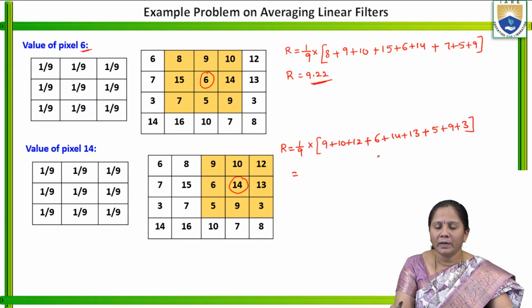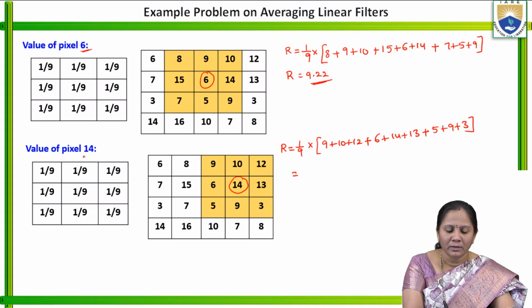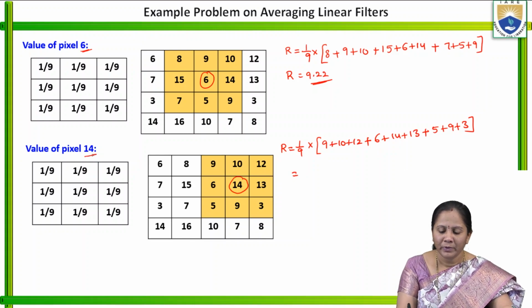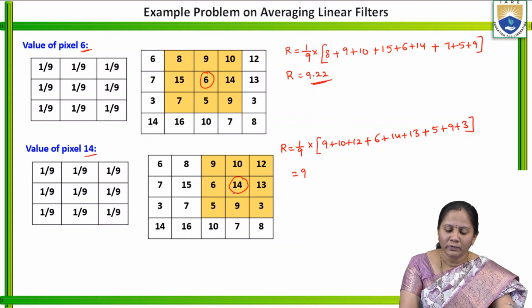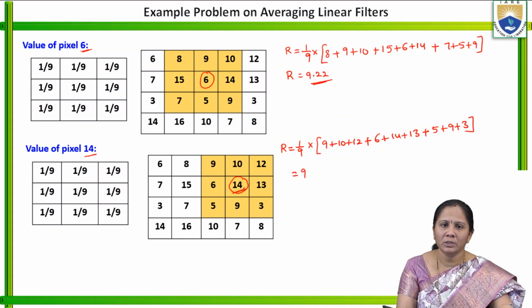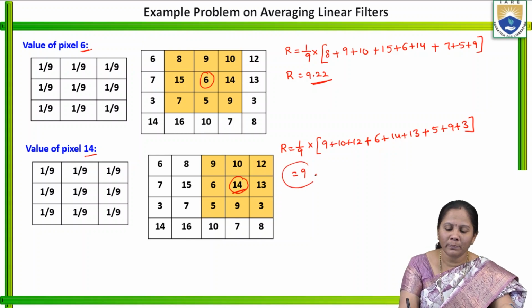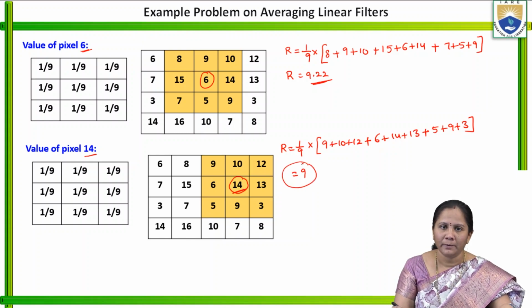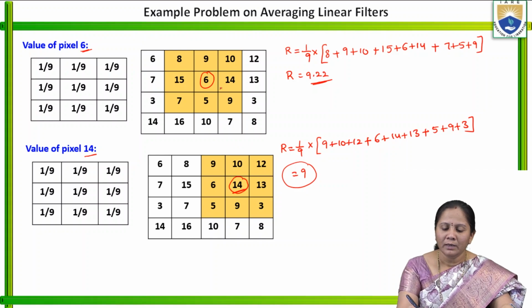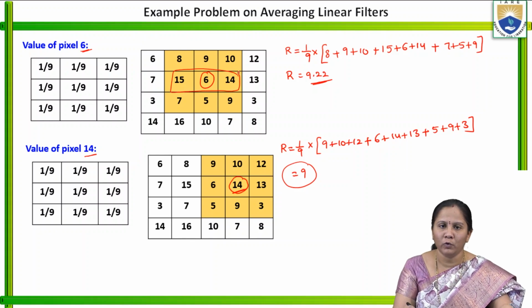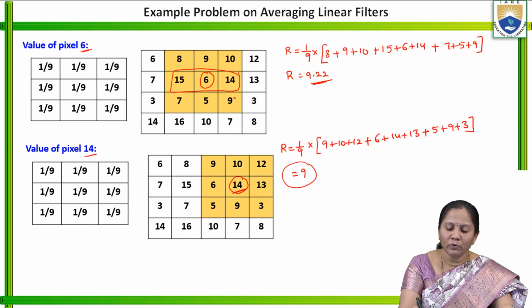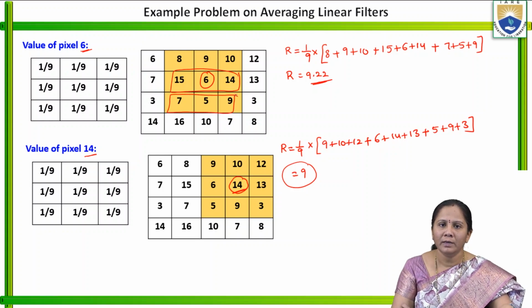So, if we simplify, we are going to get the new value of 14. So here the new value of 14 will be 9. So instead of this 14 in the output smoothened image, we are going to replace the value with 9. So similarly, up to now we have calculated the new values of this 15, 6 and 14. Next we have to find the new values of this 7, 5 and 9.